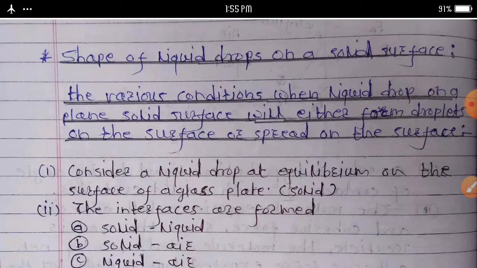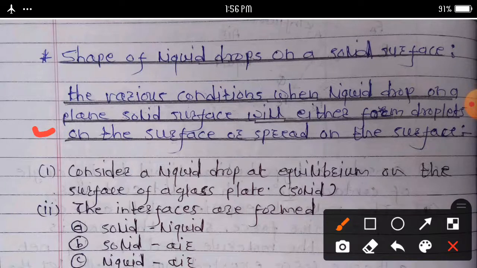Today we learn a new topic, shape of liquid drop on the solid surface. In this topic we can discuss the various conditions when a liquid drop on a plain solid surface will either form a droplet on the surface or spread on the surface. Both conditions we can consider here. Consider a liquid drop at equilibrium on the surface of a glass plate. This glass plate is considered as a solid.